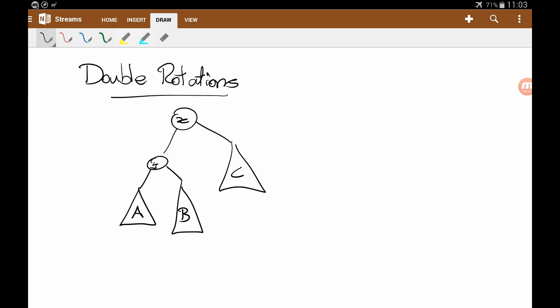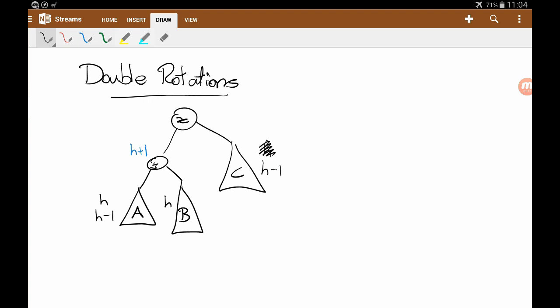All right. So we're going to say that the height of B is going to be H, which means the height of A is going to be H or H minus 1, because they differ by at most 1. That means that the height of Y is equal to H plus 1, and the height of C is going to be either H or H minus 1. If it's H, then we don't have a problem and the AVL condition holds. So we're not really interested in that case.